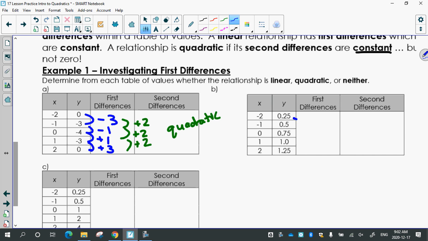Next one, first differences, we're going up 0.25, up 0.25 again, up 0.25 again, up 0.25 again. So this one is linear. And we don't need to worry about second differences if the first differences are the same. We know it's linear. Okay?